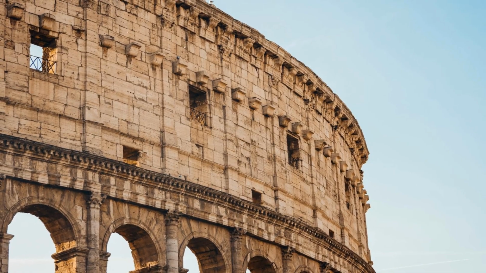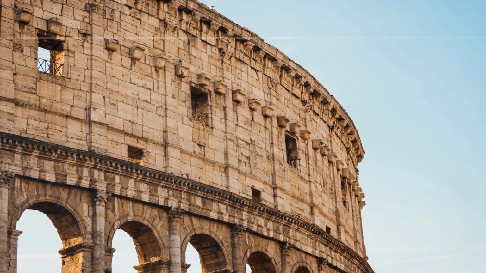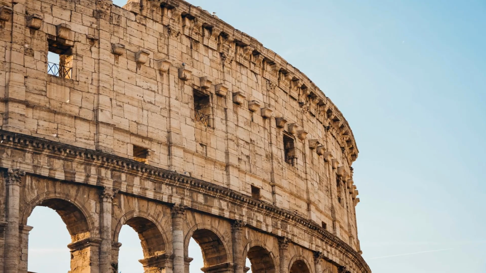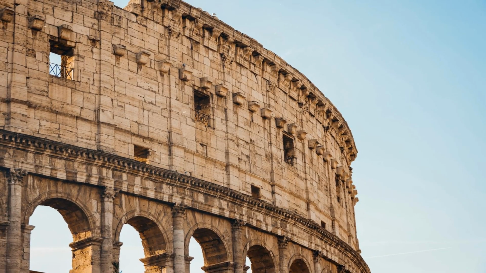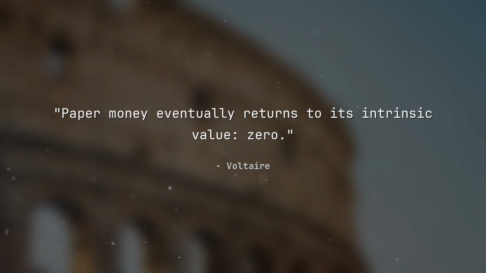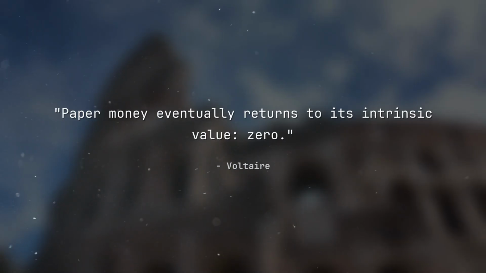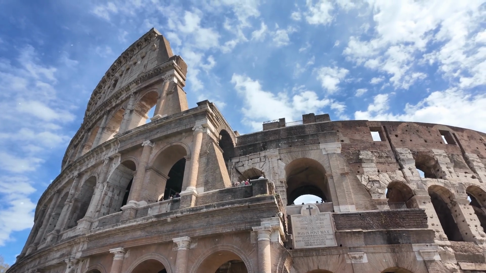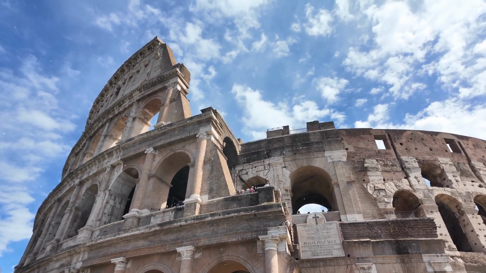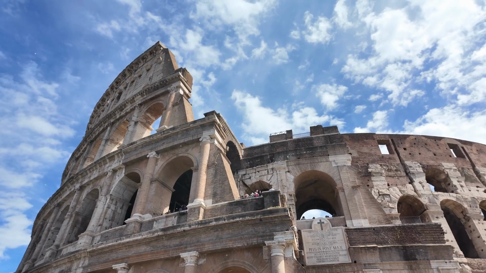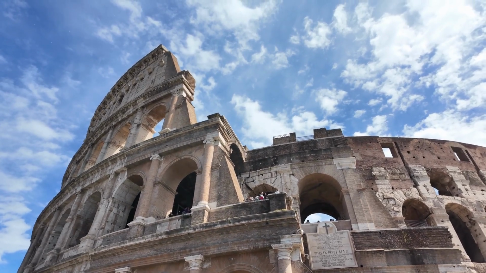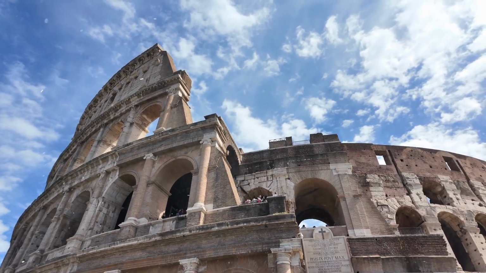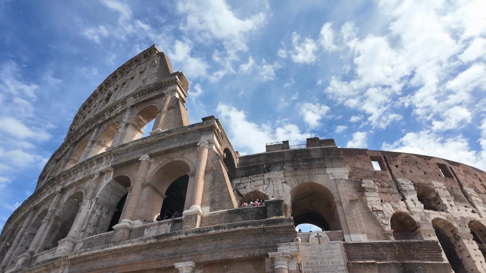That is the terrifying part. The debasement was so gradual, so incremental, that it was virtually invisible to citizens living through it. Voltaire would later summarize the eternal lesson of debased currency. Paper money eventually returns to its intrinsic value, zero. By the reign of Gallienus in the 260s, the denarius contained barely 5% silver. 5% silver. Soldiers demanded higher pay. Merchants raised prices. The empire that once ruled the known world was slowly strangling itself on its own debased currency.